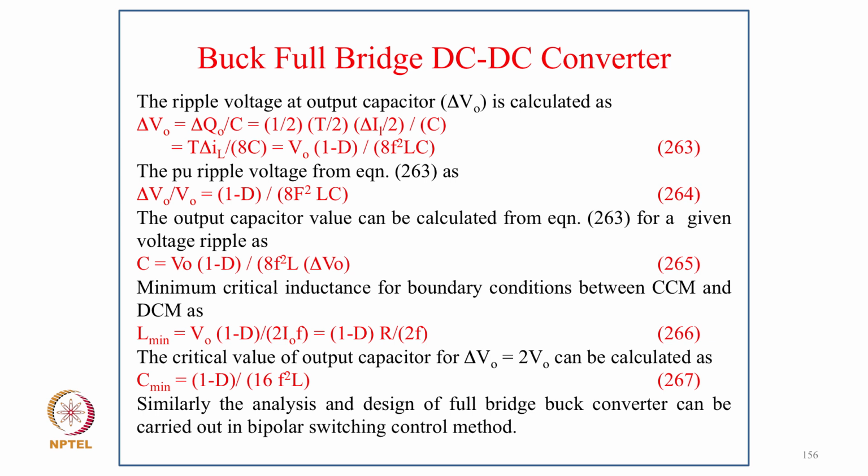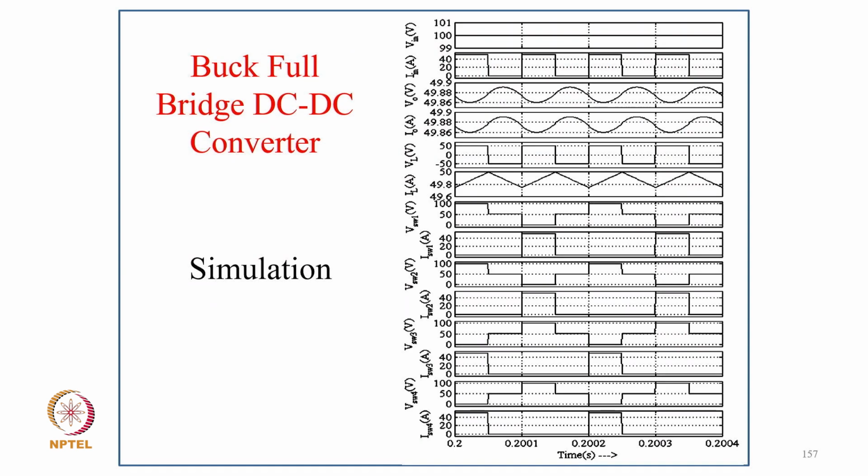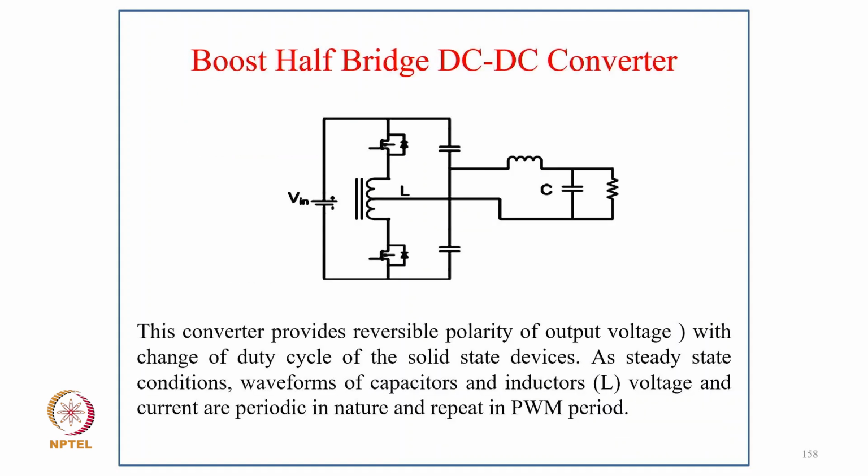So the minimum critical inductance for the boundary condition between CCM and DCM is L minimum equal to VO (1 minus D) divided by 2 IO, or equal to (1 minus D) R upon 2F. The critical capacitance value for output V equal to 2V, we calculate C minimum as (1 minus D) divided by 16 F square L. Similarly, the analysis and design for the full bridge converter can be carried out in the bipolar switching control method, and these are the typical waveforms for the full bridge buck DC-DC converter.